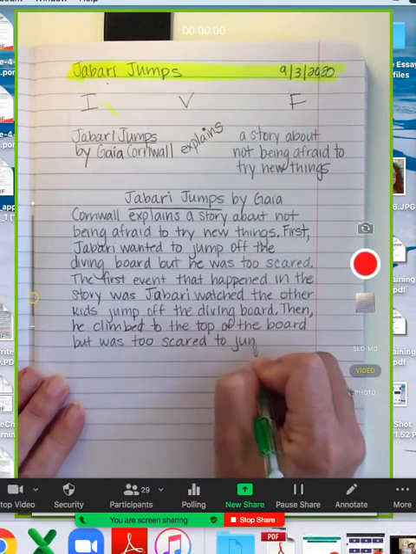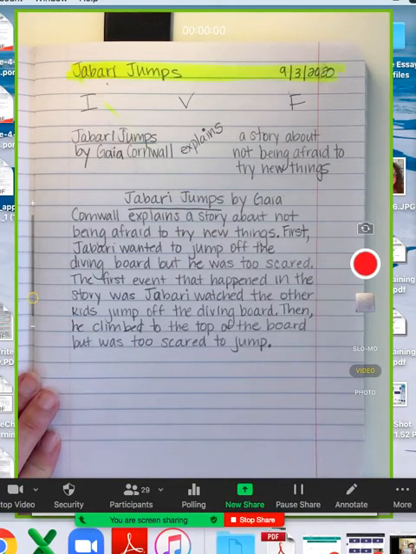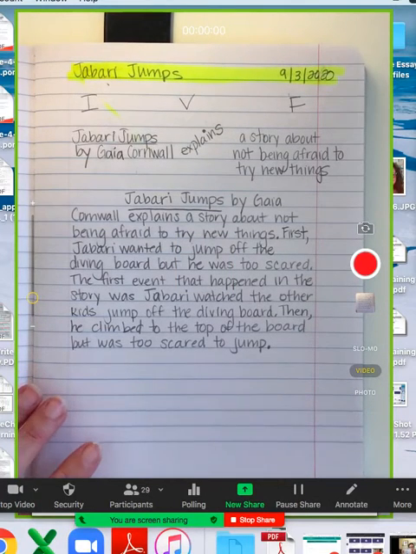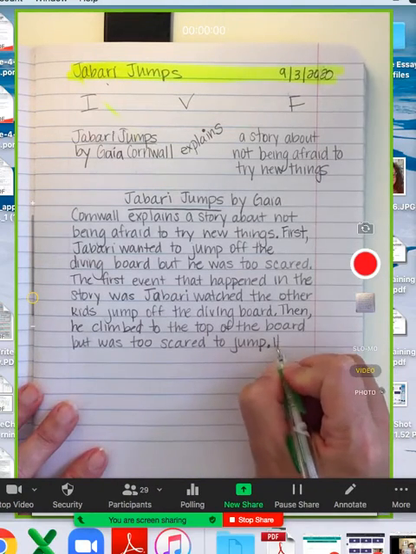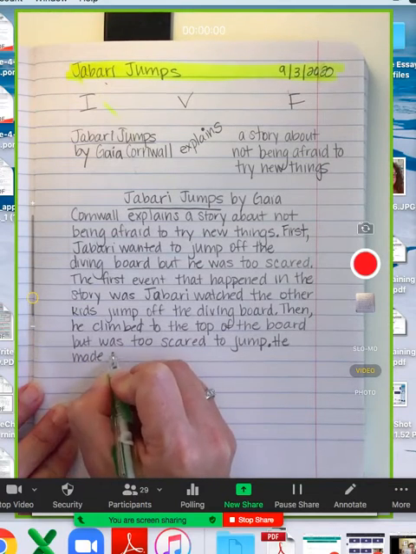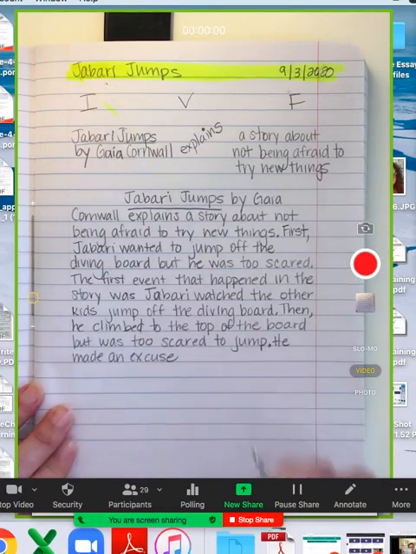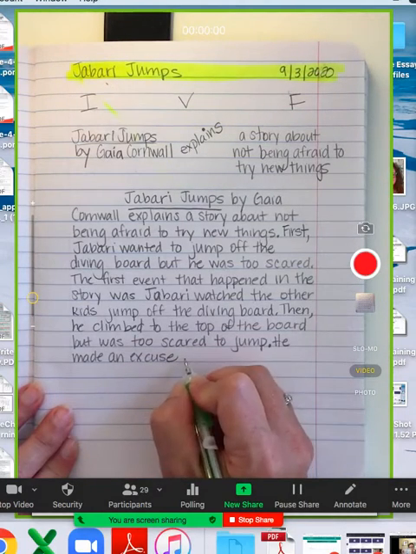To jump. I'm going to add what Carolina said as a second sentence because it just gives a little bit more detail where she said he made an excuse about forgetting his stretches. Which you can add or not. That's your choice. It's your paragraph.